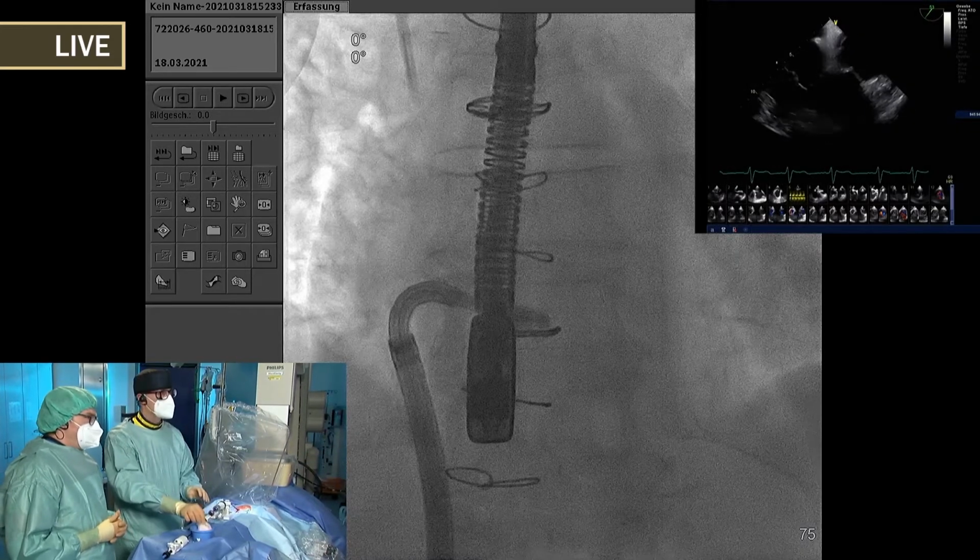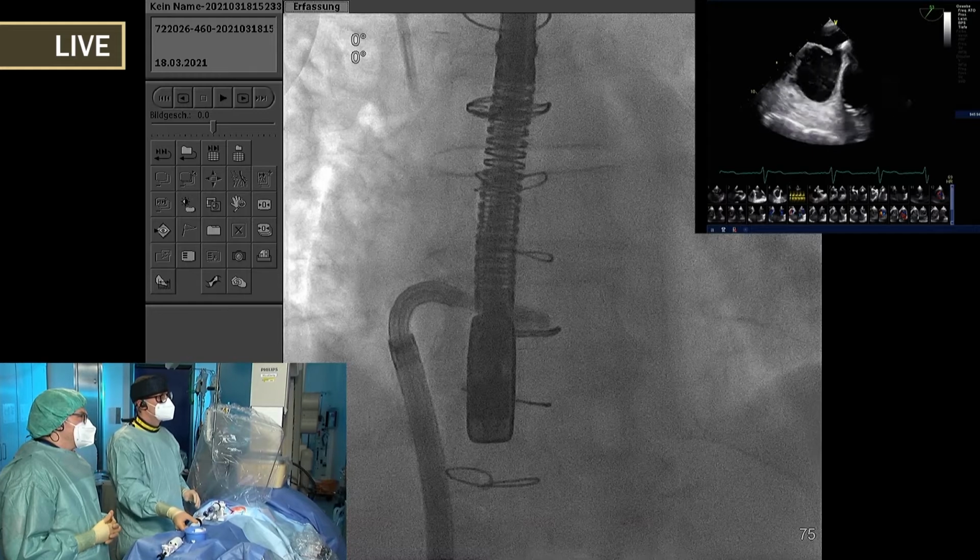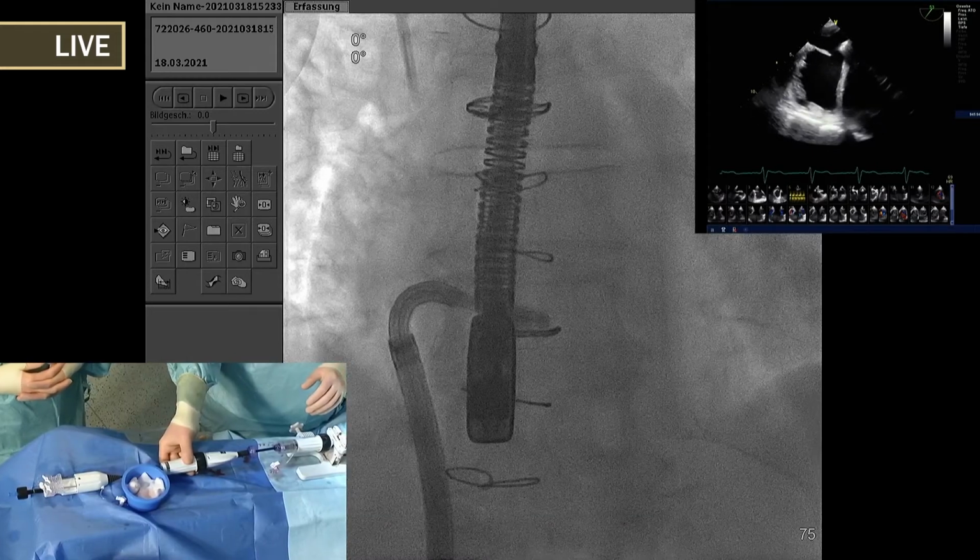Don't see him there. There is the catheter.